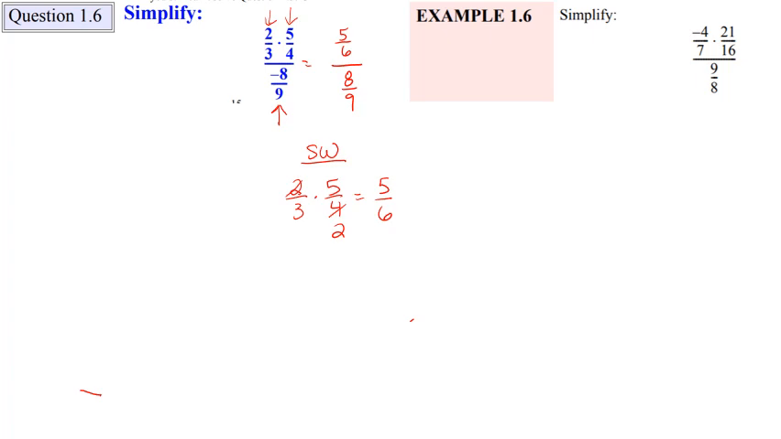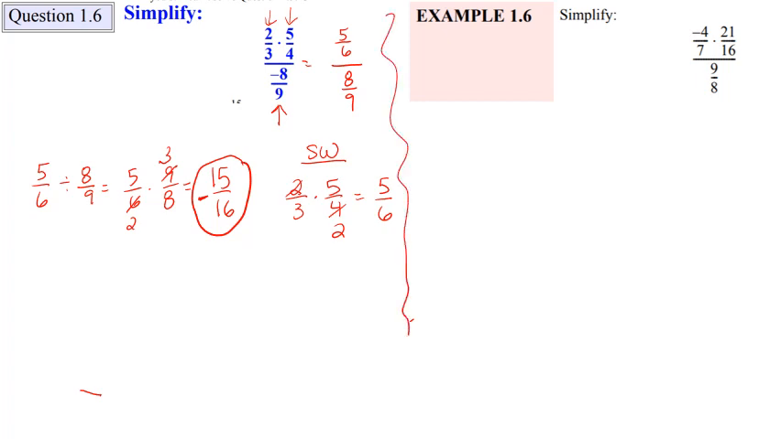So now I can proceed with my problem, 5 over 6 divided by 8 over 9, which is 5 over 6 times 9 over 8, and reduce by 3. Nothing else reduces. 15 over 16, and it's negative. So I get negative 15 over 16. All right, so splitting this down the middle, this is negative times a positive, which is negative, divided by a positive, which is still a negative. So my final answer is negative.